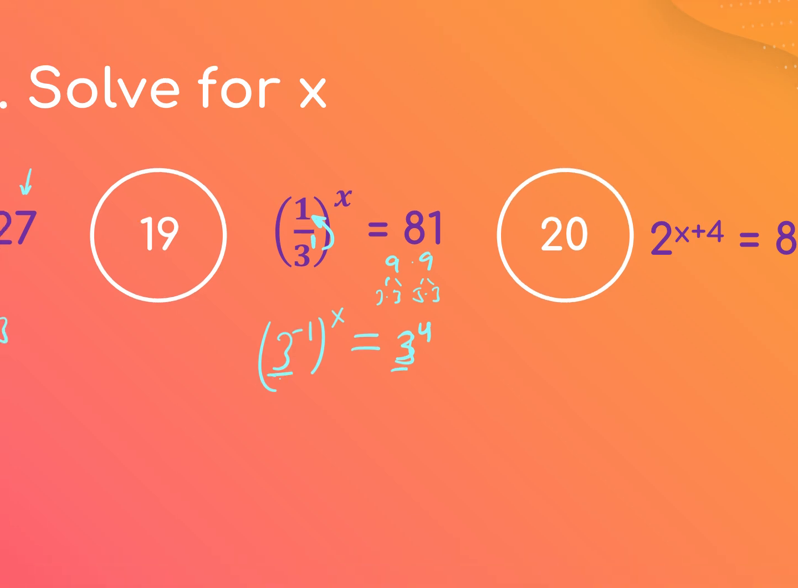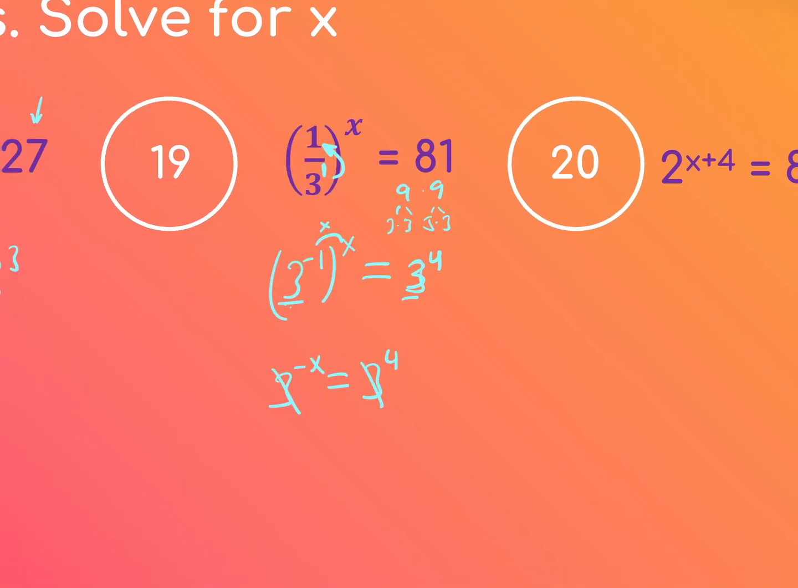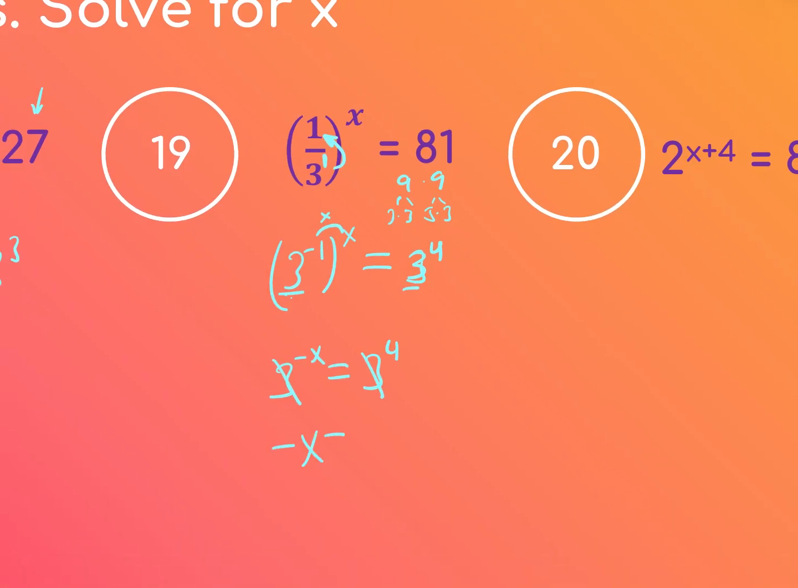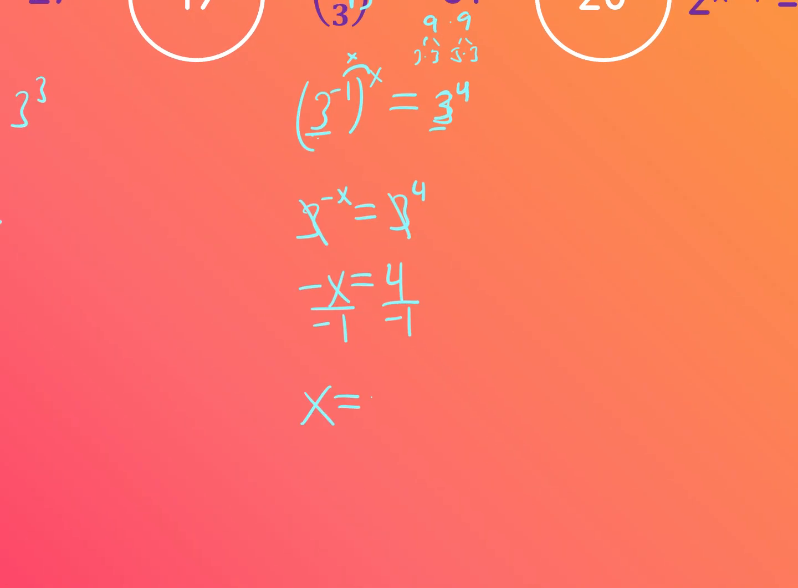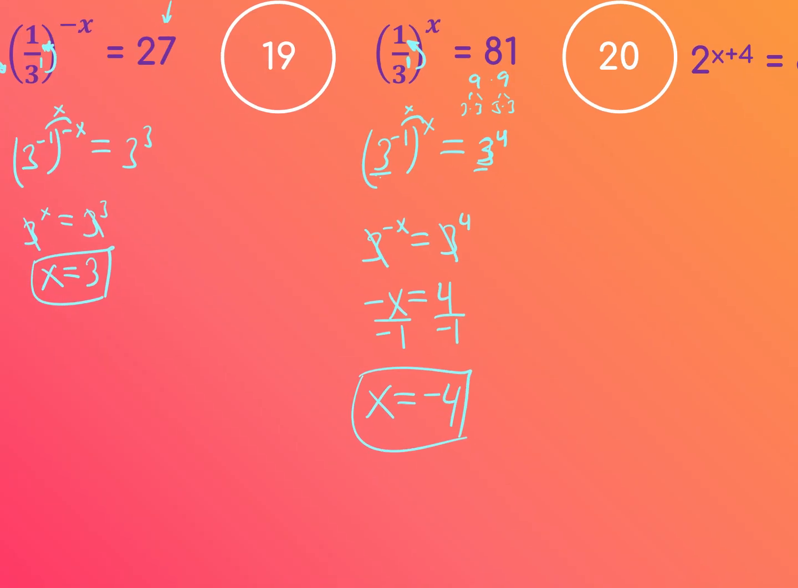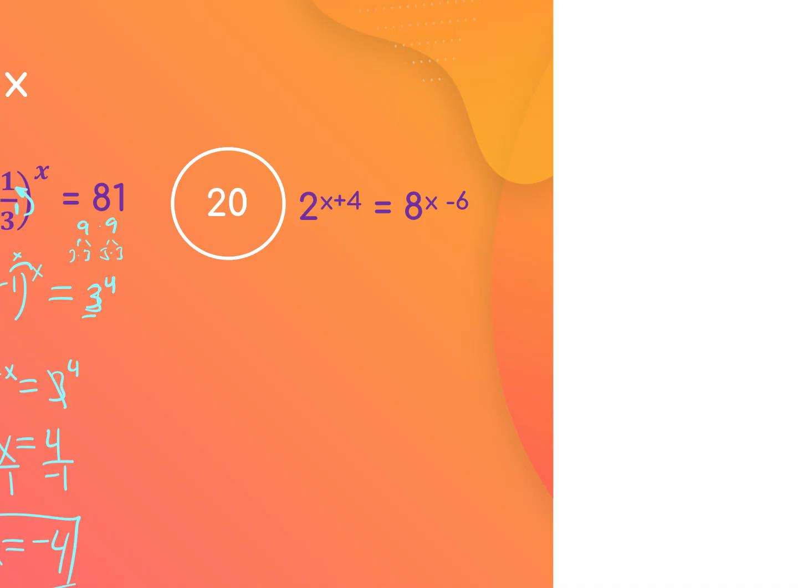I'm not going to cross out yet, right? I want to make sure my exponents are fully simplified, right? So power to a power, I'm going to multiply. This is going to be 3 to the negative x equals 3 to the fourth. Cross, cross, and so I get negative x equals 4. Divide both sides by negative 1, and so I get x equals negative 4. All right. Try the exact same thing with the next one.